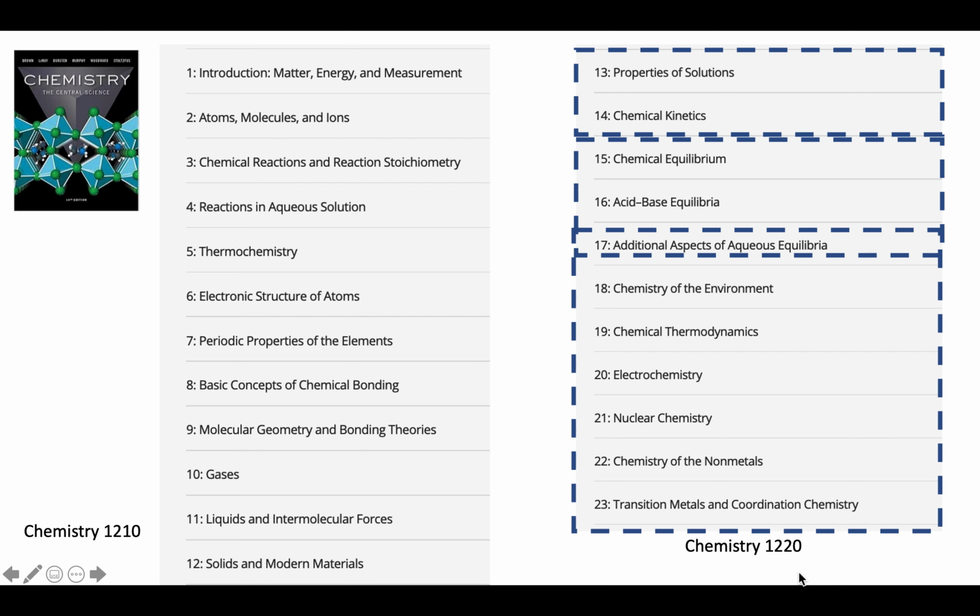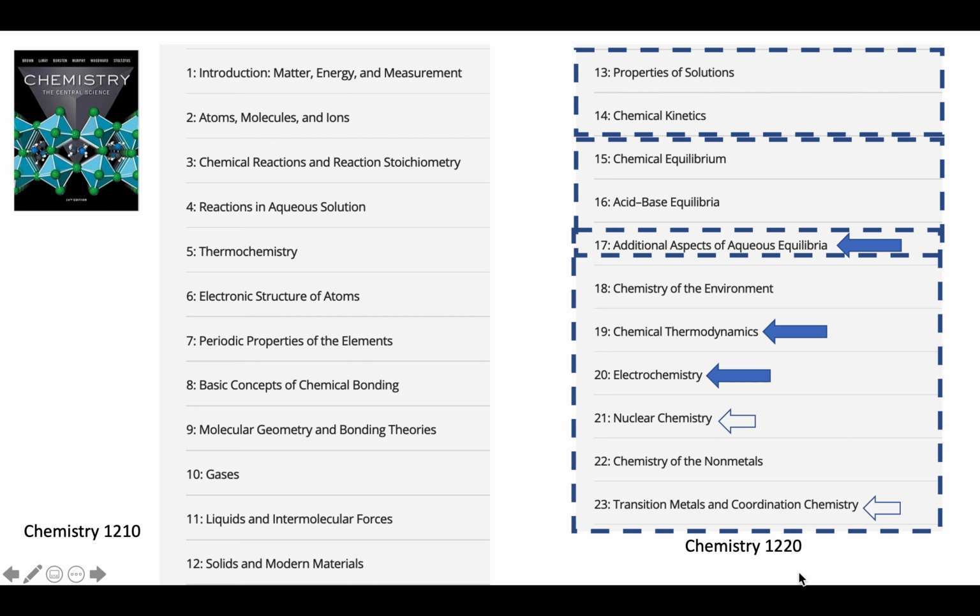Third exam, we have quite a few different chapters, but we don't give the same degree of attention to all of them. For the additional aspects of aqueous equilibria, we look at aspects of solubility. We look at chemical thermodynamics, electrochemistry. Those would be the main themes. Nuclear chemistry, that's not typically on the third exam. It might be appearing on the cumulative final though.